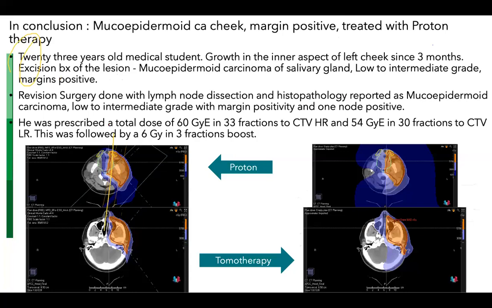So I come to the end. This is my concluding slide. This is a 23-year-old mucoepidermoid carcinoma patient who had a margin positive intermediate risk resection. He came to us for proton therapy. And I'd like you to pay attention here. This is the proton plan, and this is the spillage.